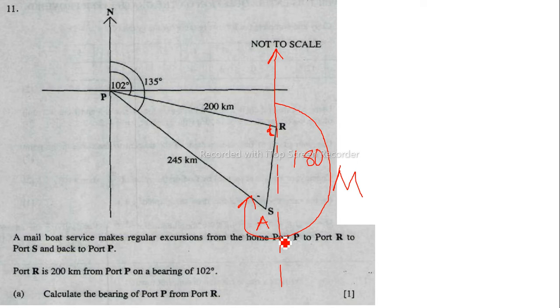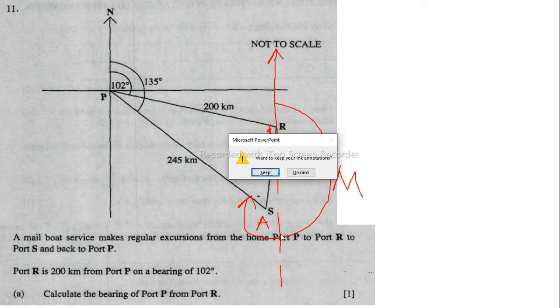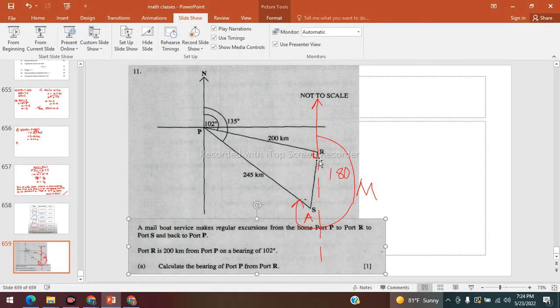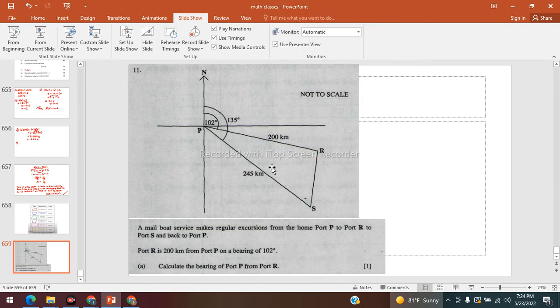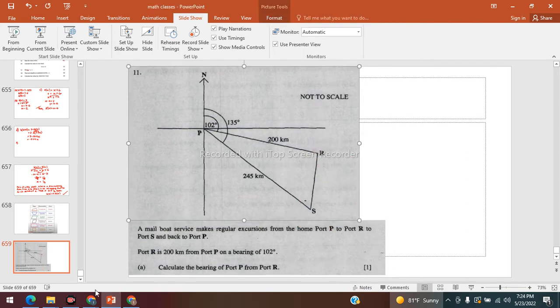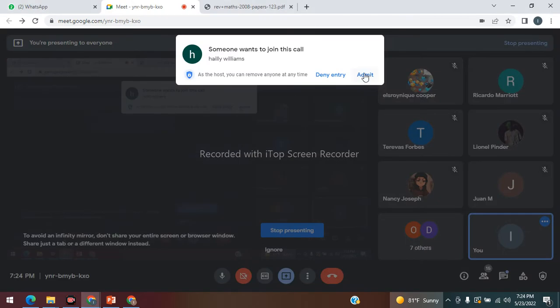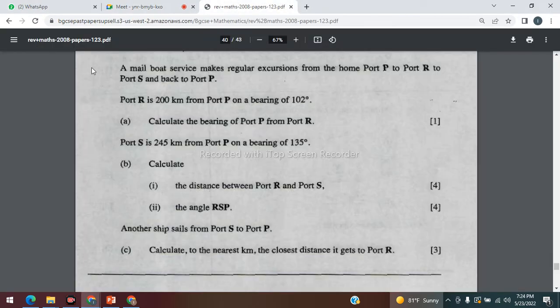Think of it as a circle. Because if we start at R, we have to come back to this question. I don't want to spend all night looking at it. It's a good question though. Let's not do 2008. Let's start with 2009.